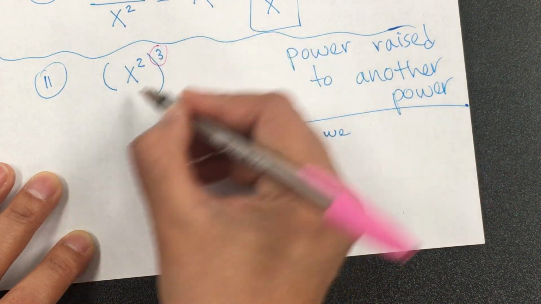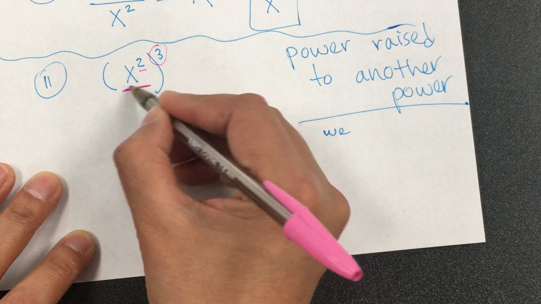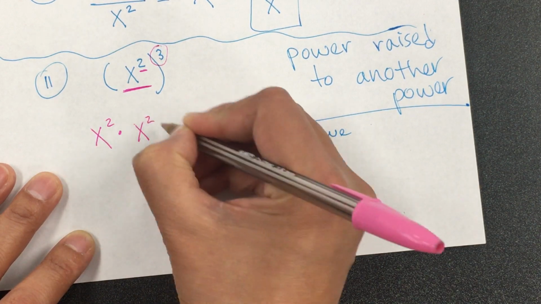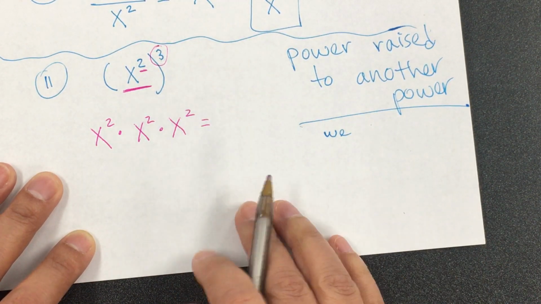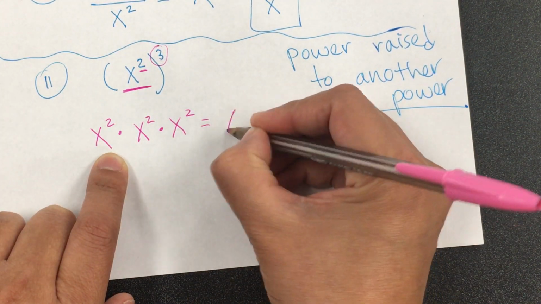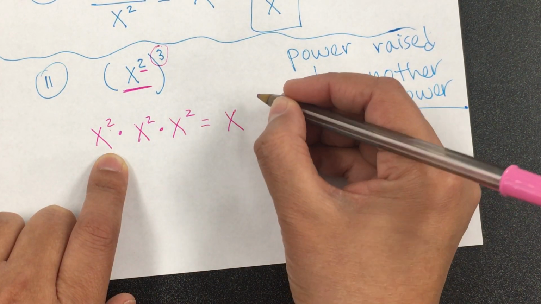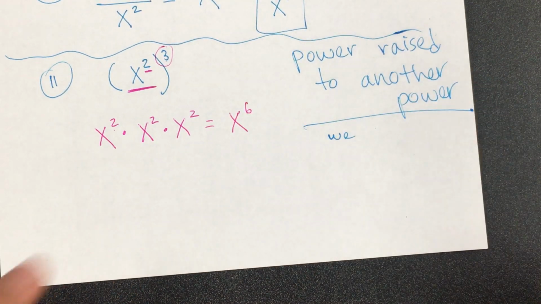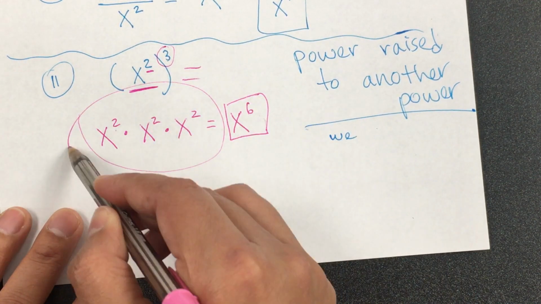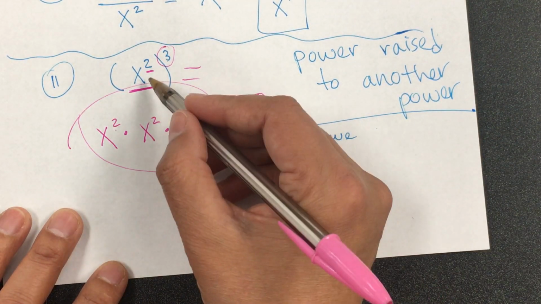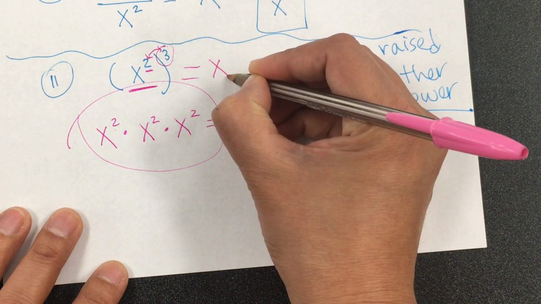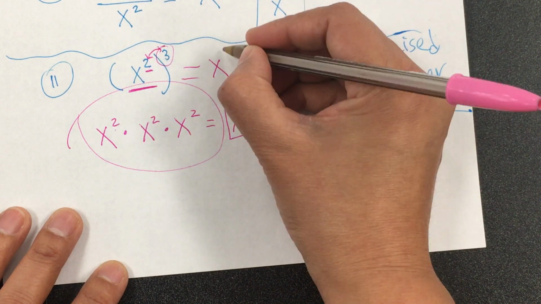So this means that we're multiplying this base, or this power, 3 times. So it's going to be x to the second times x to the second times x to the second. And we already learned up here that when we're multiplying, we keep the base and we add the exponents. So it's going to be 2 plus 2 plus 2 is 6, and that's it. If we don't want to do all of this work, because sometimes it's going to be even bigger, all we need to do is basically multiply. So we keep the same base, x, and then multiply 2 times 3, 6.